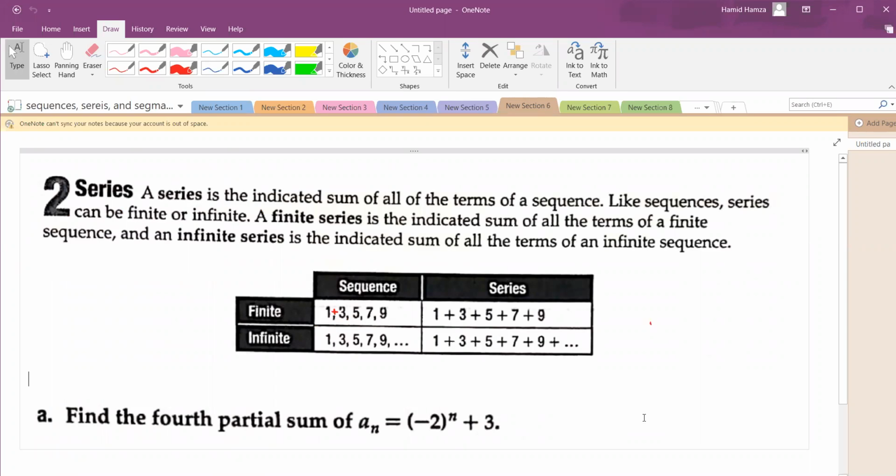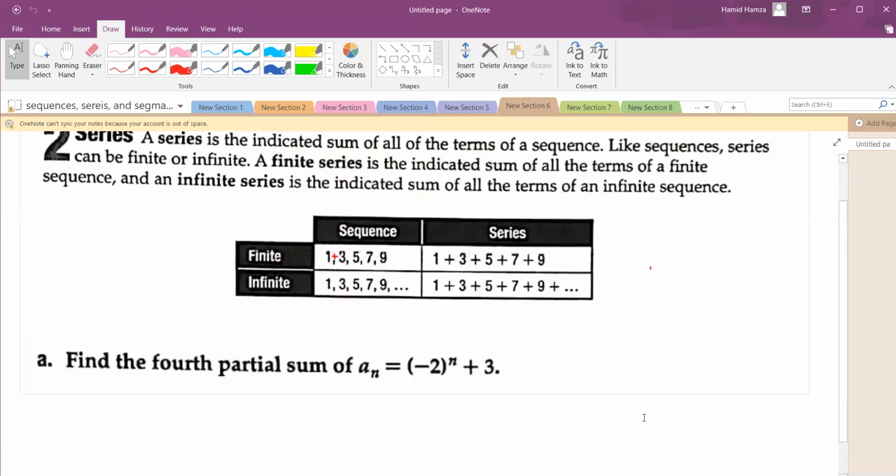Okay, now we will talk about series. What is the difference between series and sequence? We put commas between the terms in the sequence. But if I add the terms of the sequence, or replace the comma by plus, like this 1, 3, 5, 7, 9, by adding these terms 1 + 3 + 5 + 7 + 9, it will be a series. So the series is the sum of the sequence. As we have a finite sequence and infinite sequence, also we have finite series and infinite series. The finite series, I can find its sum easily. But the infinite one, I can't find its sum.